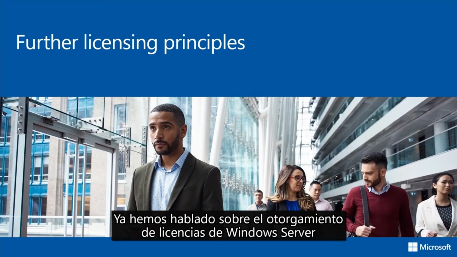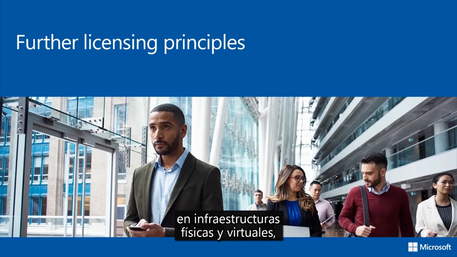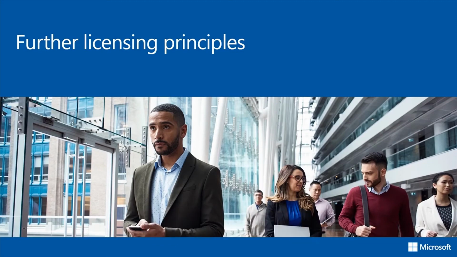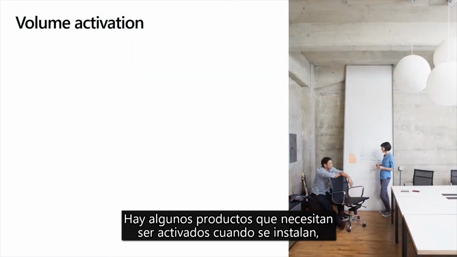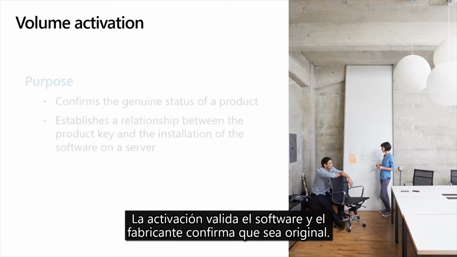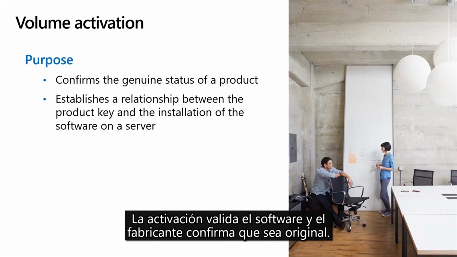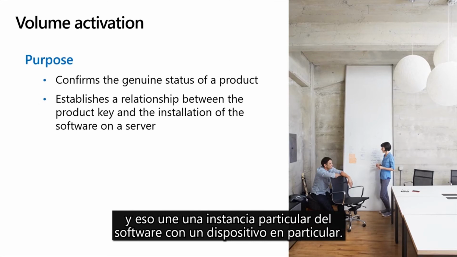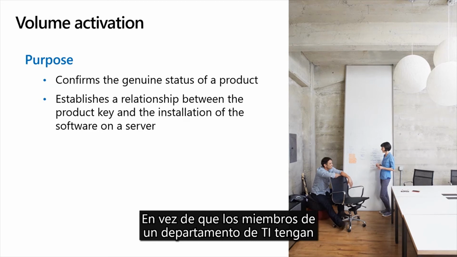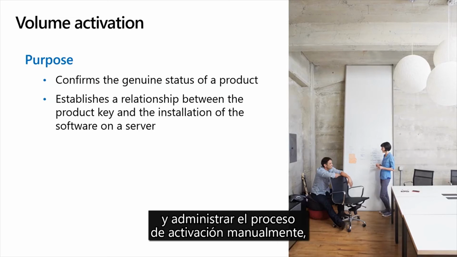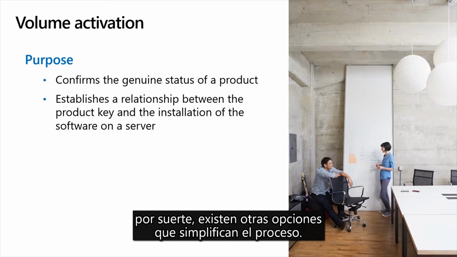Having looked at the licensing of Windows Server in both physical and virtual infrastructures, let's check out a few further licensing principles. There are certain products that need to be activated where they're installed, and Windows Server is one of those products. Activation validates the software of the manufacturer and confirms it's genuine. A product key is supplied as part of the activation process, and that ties a particular instance of the software to a particular device. Now, rather than members of an IT department having to manually supply activation codes and manage the activation process, there are, thankfully, some options to make the process simpler.